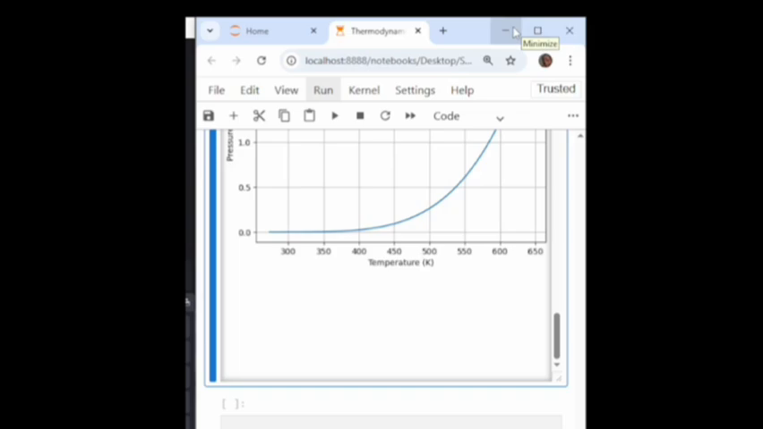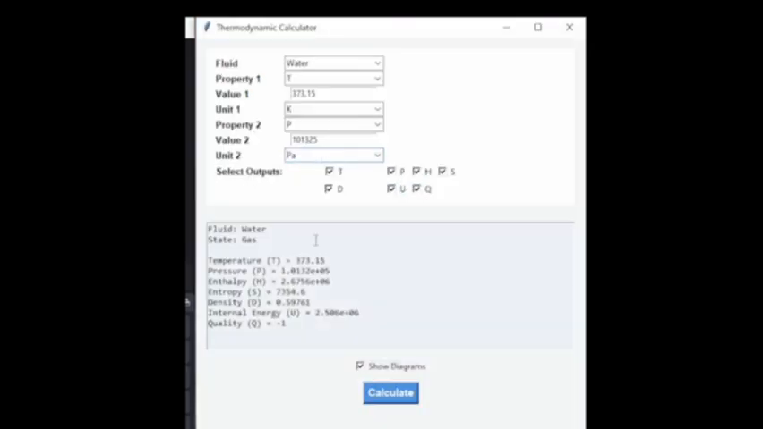So let me try giving it something different. What if we give it something so abstract, to see if it can work? That will show you that our thermodynamic calculator will not crash. So let's start, maybe let's still maintain our temperature, but let me give it in degrees Celsius.